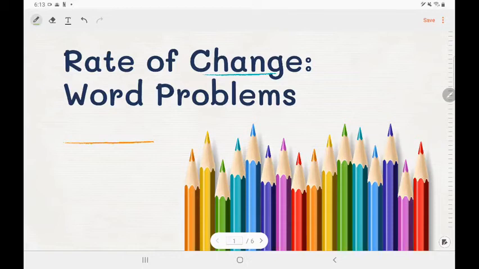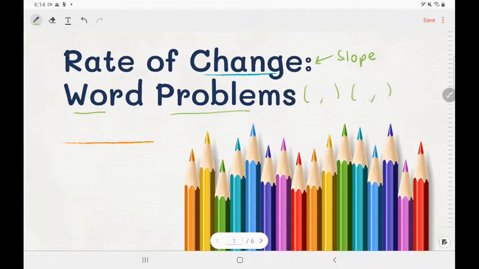We're going to be talking about rate of change. Another name for rate of change is slope. So we're going to be calculating what we've been calculating before, but instead, as we look at word problems, we are going to have to determine the ordered pairs.